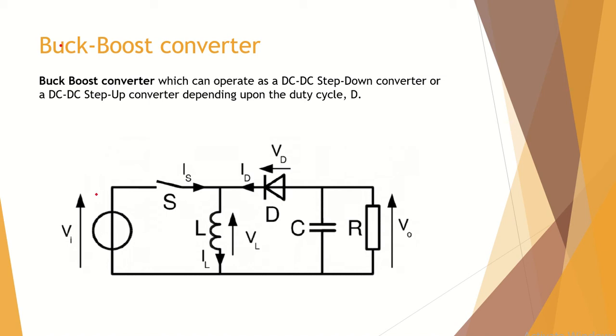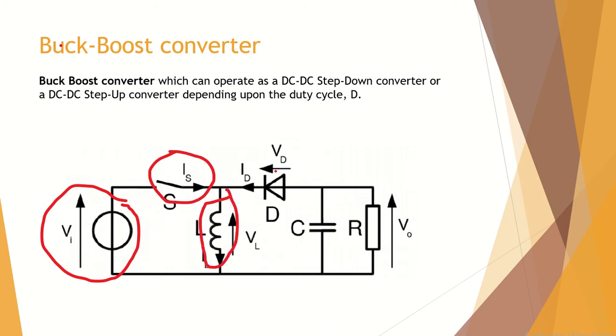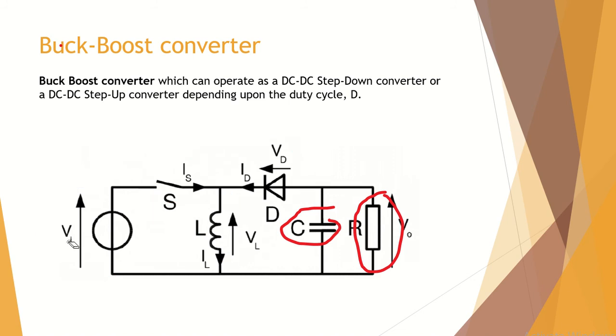So if you see what we have over here, we have an input voltage, we have a switch, we have an inductor, a diode, a filter capacitor, and a load resistance. So let's see how this circuit is operating.